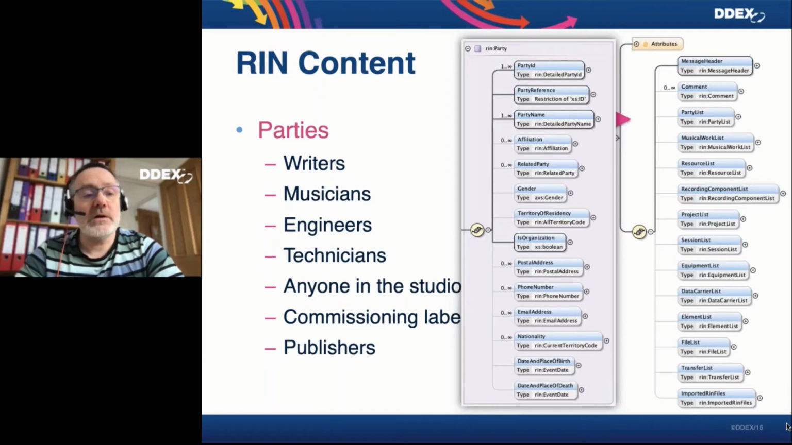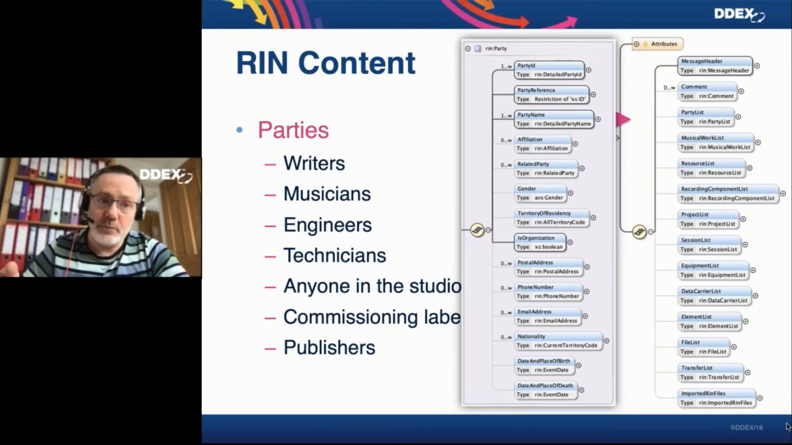You can relate parties. So if there are 3 people in the studio who are recording and they're all members of the same band, you can then have actually 4 parties there, the band and the 3 musicians, and relate them to each other. You can then provide gender, territory of residency, and so forth, which may be important to people down the value chain, to actually make sure that people get paid the appropriate amount and get the rights they deserve based on local laws and so forth. And you see all the other tags that you have there.